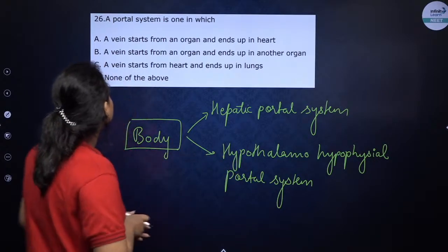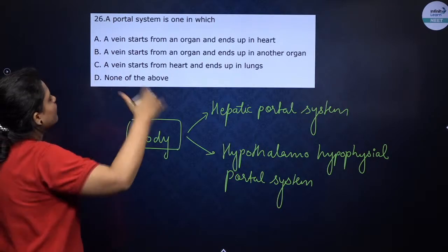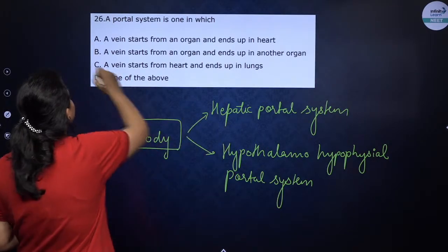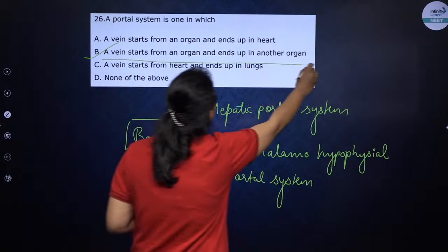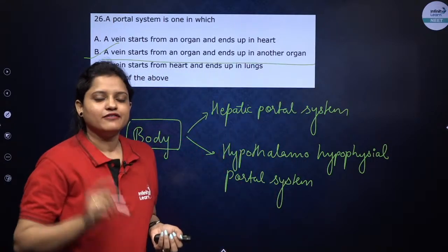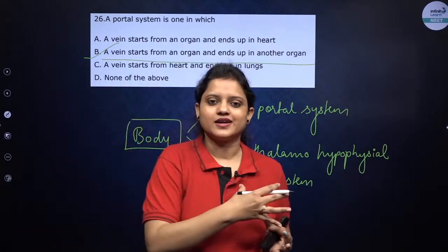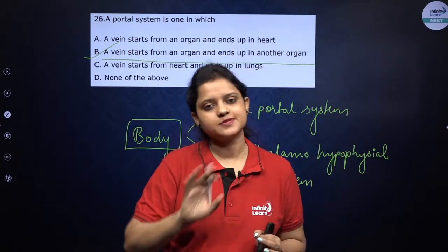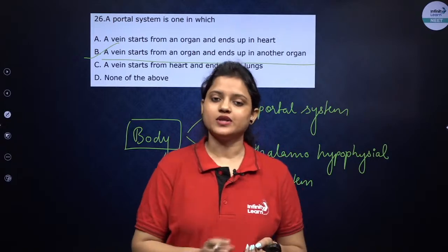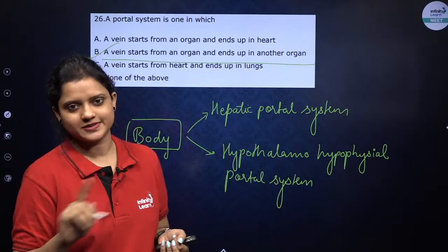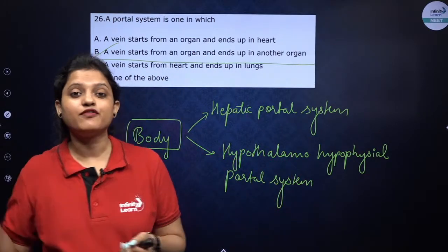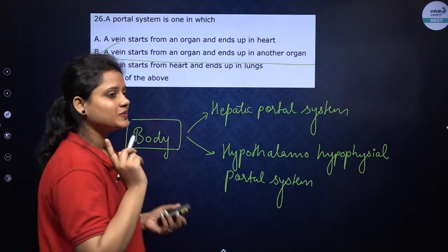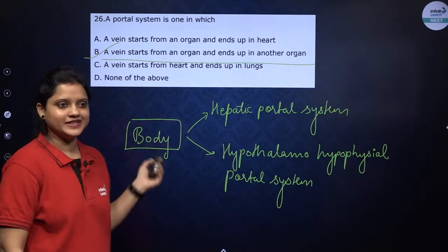So the correct option here will be a vein start from an organ and ends up in another organ. A vein that will start from an organ and instead of ending in the heart, it will end in some another organ, that is portal system. Renal portal system is not present in our body. It is present in frog. Okay, so correct option here will be B.